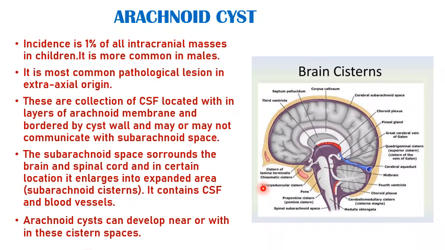The subarachnoid space surrounds the brain and spinal cord, and in certain locations it enlarges into expanded areas. It contains CSF and blood vessels. These expanded areas are called subarachnoid cisterns. Arachnoid cyst can develop near or within these cistern spaces. Most common sites are the chiasmatic cistern or suprasellar cistern, the cerebellomedullary cistern or cisterna magna, and the cistern near the great cerebral vein, the cistern of the vein of Galen or superior cistern or quadrigeminal cistern. These three are the most common sites for arachnoid cyst.